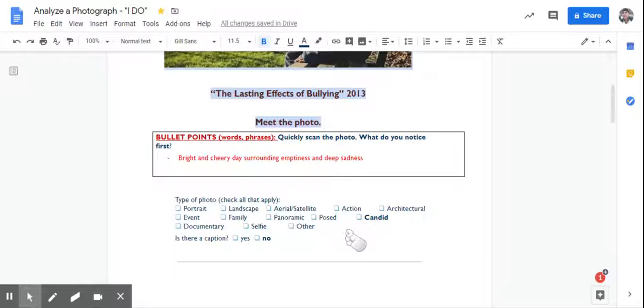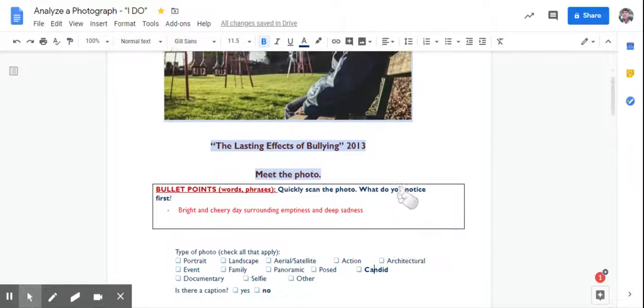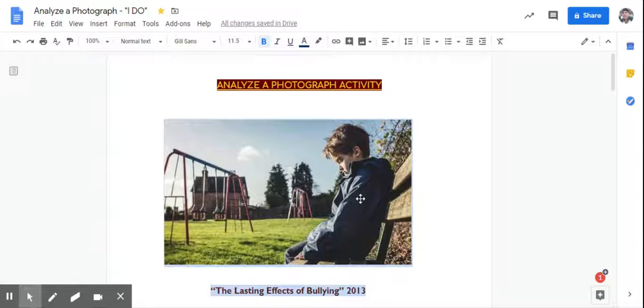Action, that's pretty self-explanatory. Same with selfie. Architectural, I'm sorry I don't have an example for that, but if you look that up, you'll see some examples of perhaps buildings of architectural value and significance. This particular photograph is a candid one. Why? It's because it's taken without the subject noticing what's happening, right? The subject is not posing on purpose. They're just there.